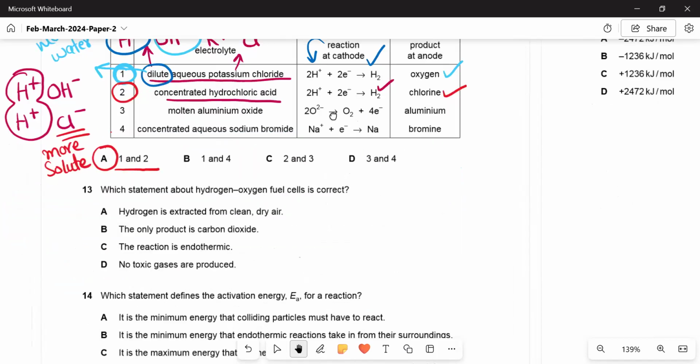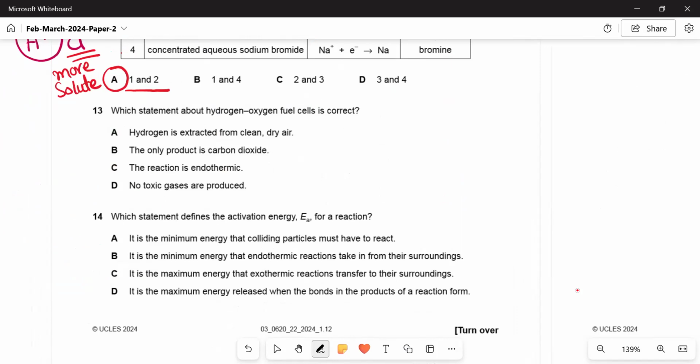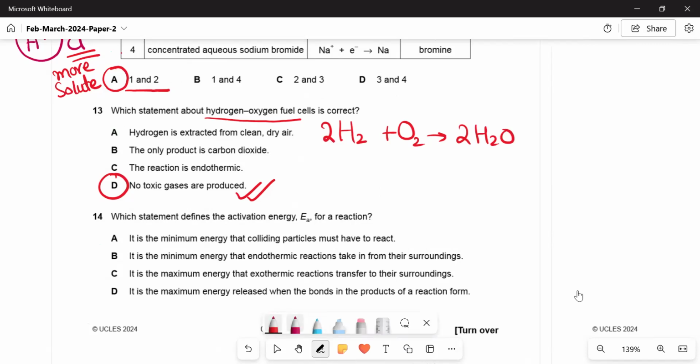Next question, number 13. Which statement about hydrogen-oxygen fuel cells is correct? In a hydrogen-oxygen fuel cell, hydrogen reacts with oxygen to form water. Because no toxic gases are produced, this statement is correct. Other statements are incorrect because this reaction is not endothermic, it is exothermic. The only product is water, and hydrogen is extracted from clean dry air? No, hydrogen is extracted from methane gas.